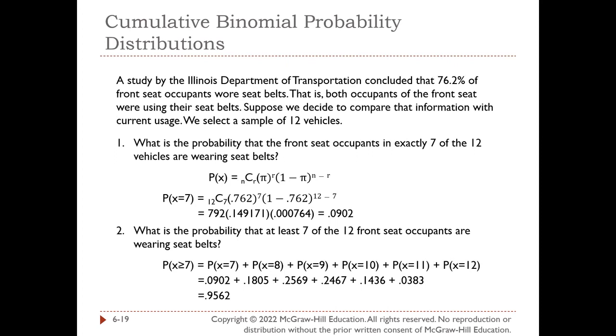What is the exact probability that at least 7 of the 12 front seat occupants are wearing a seatbelt? So at least 7. Well, we would have to do the probability for 7, 8, 9, 10, 11, 12. Okay, so that will take a little bit of work, and we'll go all the way to 0.9562. So again, a little bit of fun as we move forward.